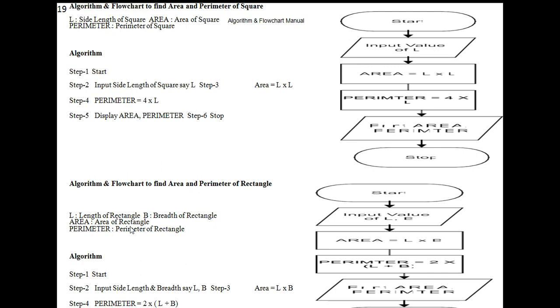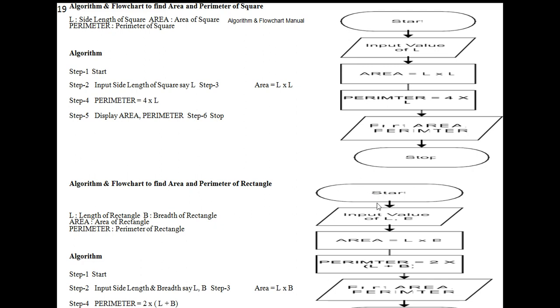And for a rectangle, if you want to find the area and perimeter, you require the length of the rectangle L, the breadth of the rectangle B, area of rectangle, perimeter of rectangle. Step 1 start. Step 2 input length and breadth, say L and B. Step 3 area equal to L into B, perimeter 2 into L plus B. And finally you have to output the results, that is perimeter and area. After that you have to stop, that is the sixth step.